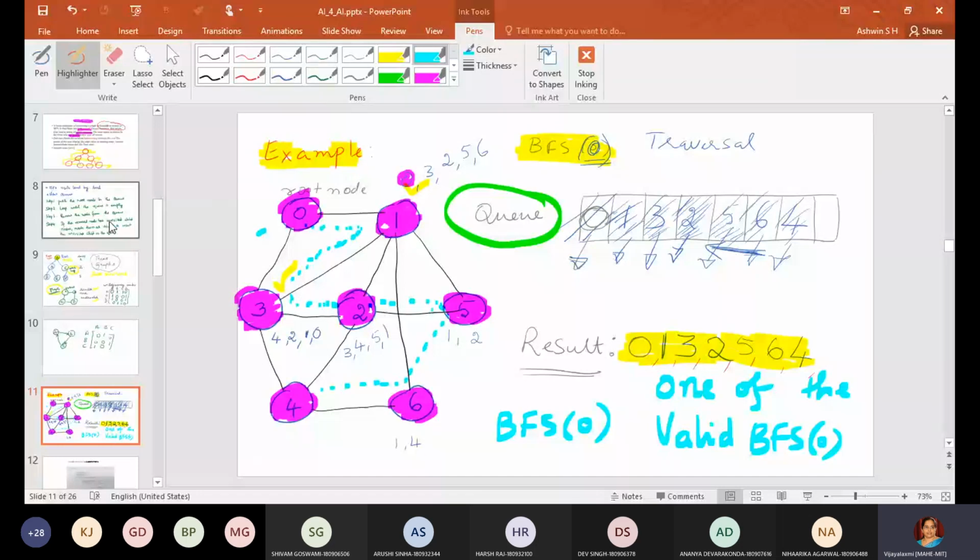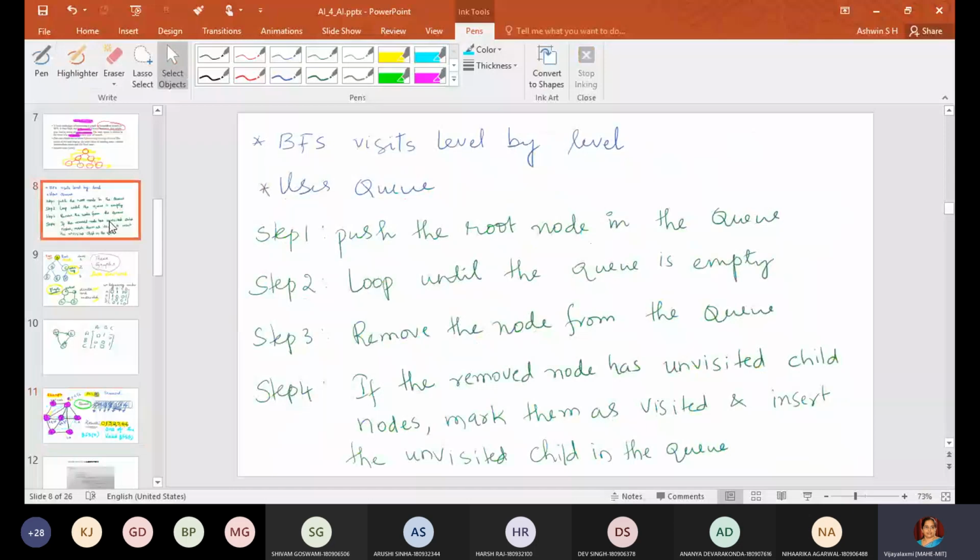Let me go back to where I have written the steps. These are the steps which I told. It visits level by level. It uses a queue, first in, first out principle. Push the root node in the queue as the first step, then loop until the queue is empty. Remove a node from the queue. If the removed node has unvisited child nodes, mark them as visited and insert the unvisited children in the queue. If you clearly follow these steps, you will get the solution.